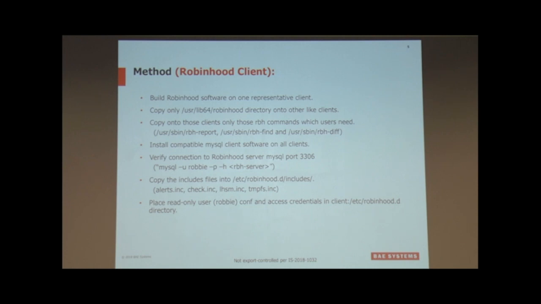So we actually had only the user lib64 library, and we took some of the commands that we wanted to make available to our users: the RBH report, RBH find, RBH du. We did not put the RBH config out there. And we also had a compatible MySQL client that we were able to place onto these compute nodes. And we also had our little robbie.conf.